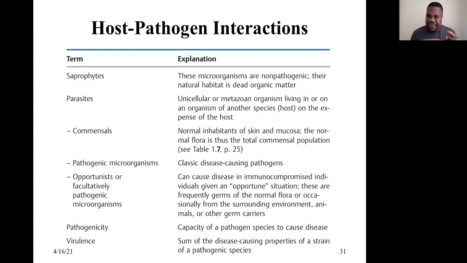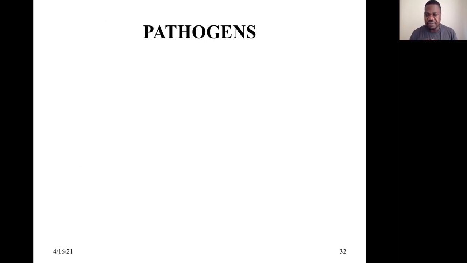Then there is something in it that we call virulence. When we speak about the virulence of a microorganism, virulence is simply the sum of the disease-causing properties of a strain. So what is it in that bacteria that is actually capable of causing the disease? All these properties of the bacteria that are able to cause the disease are what we call virulence. But pathogenicity is the capacity of a pathogen to cause the disease, and what is there that is able to cause the disease is reflected as the virulence.